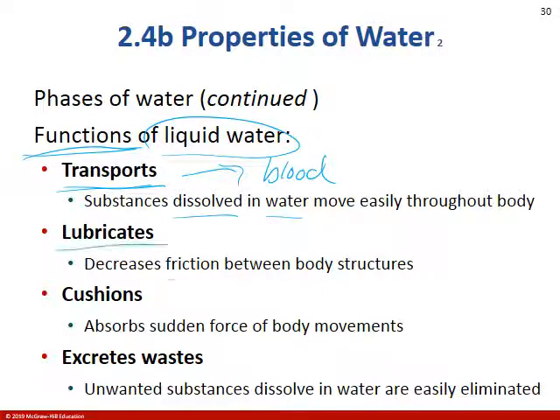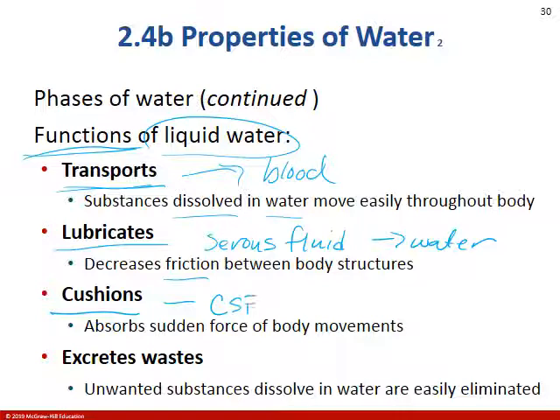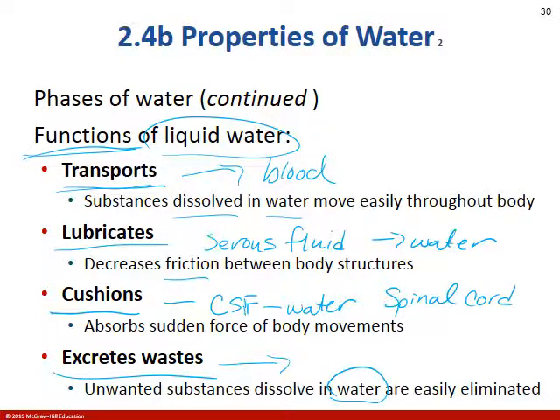It can lubricate, it can reduce friction. We talked about that, those serous membrane layers and serous fluid. That serous fluid is made up mostly of water. It acts as a cushion. So we have things like cerebral spinal fluid that we'll talk about when we get to the brain. This acts as a cushion for the brain. This is made up mostly of water, right? You could think spinal fluid protecting around our spinal cord. It secretes waste. So again, in order to get rid of waste within the body, we need water.